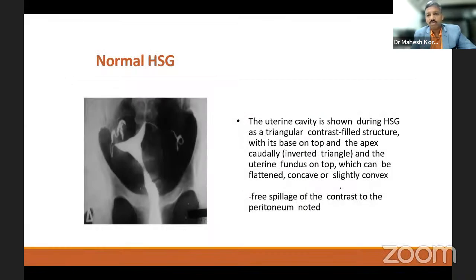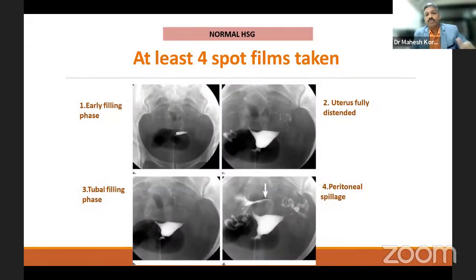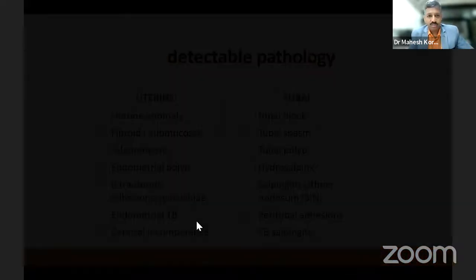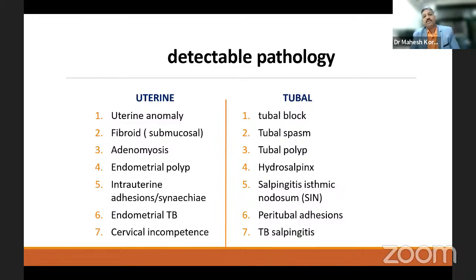This is a normal HSG, how it should look: a triangular contrast film with a nice tubal spill. Why they should take 4 spot films together is because initially sometimes you will not be able to see the defect, the filling defects and the other things. So there is the early filling phase, the uterine distending phase, the tubal filling phase, and then peritoneal spillage. If you take only one of these, you might be misguided, and you may feel this second one is a tubal block, or this one you may feel is not a spill, so a left tubal block. A wrong report is possible.